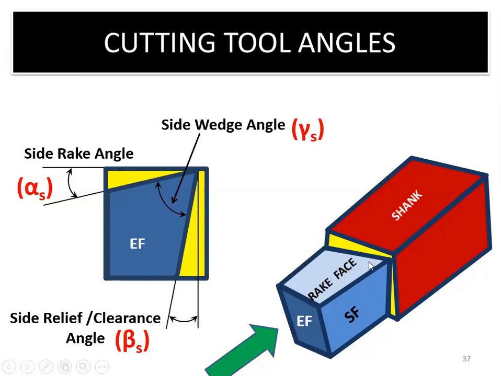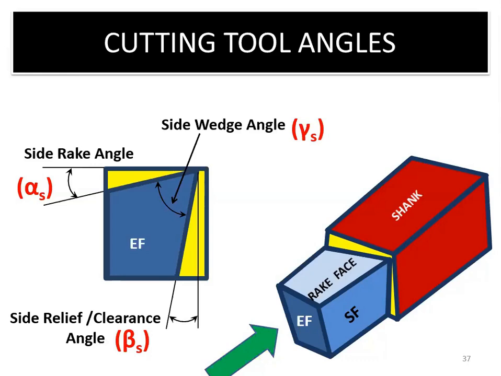If it is downward on the backward, that is positive rake angle. If this is downward on your side, from one side to another side, it is downward. So this is your side rake angle.